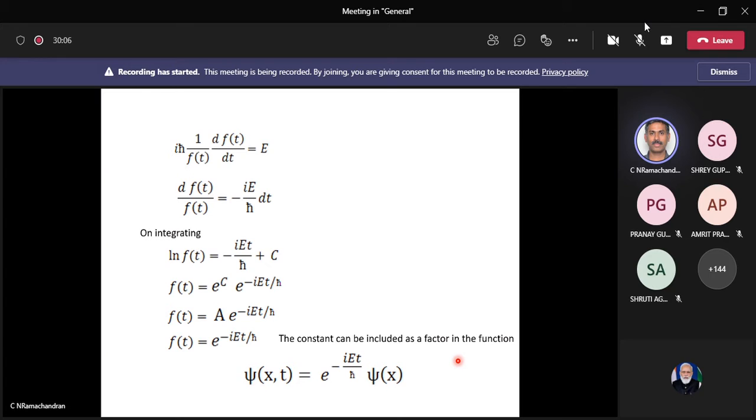The value will be different. I agree. But what I'm saying is that according to me it is a constant only. Scale factor you can tell.